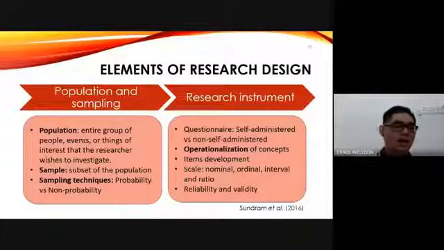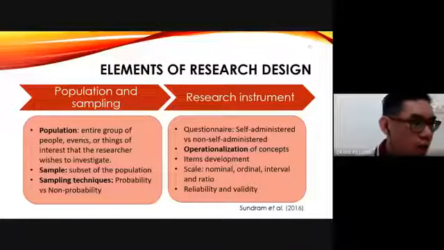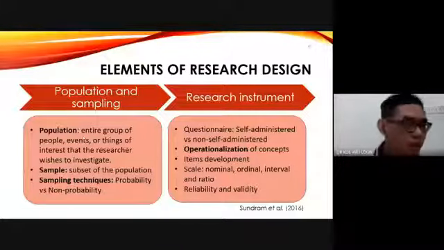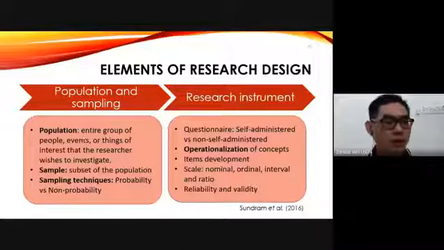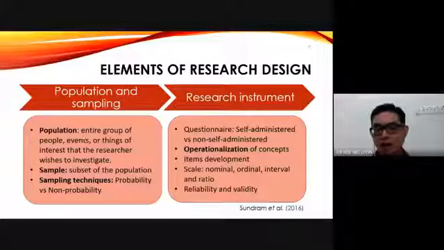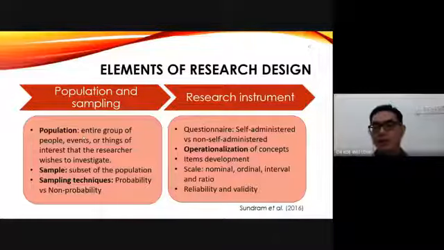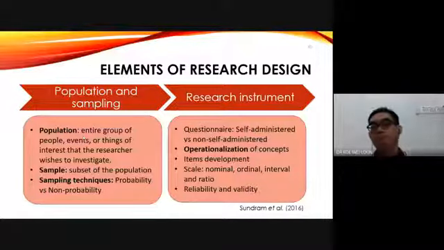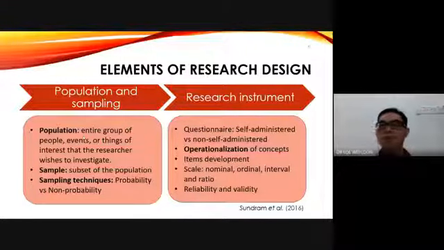As I said just now, let's use my student's research as an example. One of my students' research is about students' intention to be entrepreneur. So his population is students in UiTM. But you cannot just write down in your research design, my population is students in UiTM, because that is too vague.